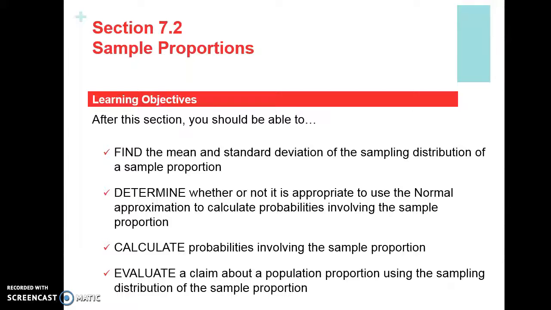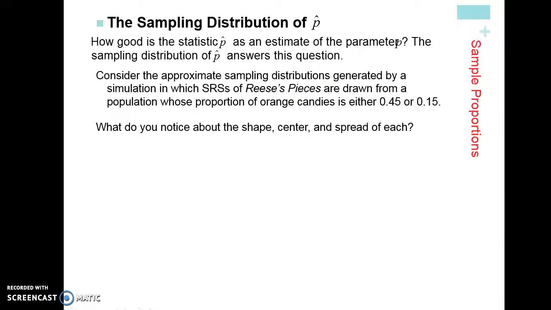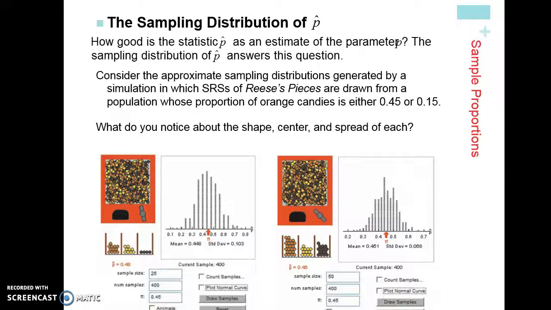But you should be able to find the mean and standard deviation. You should be able to determine whether a normal approximation can be used. And you should be able to calculate some probabilities involving the proportions, and make an evaluation about a certain claim that is being made about the population proportion P, to see whether it's reasonable or not. That's what we're looking at today. Okay, so let's look at some sampling distributions of P.